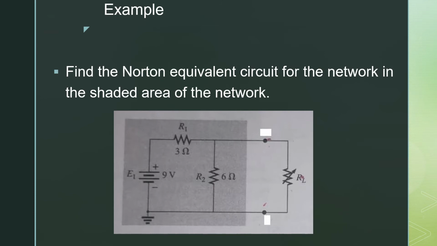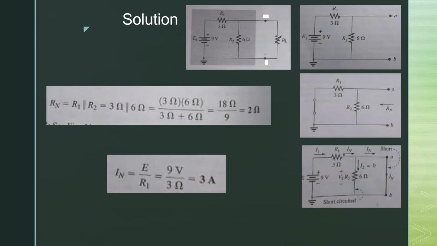Okay, now let us solve an example in order to understand how we can apply Norton theorem to any circuit. In this circuit, we have to find the Norton equivalent circuit for that shaded region. In the first step, we remove RL from the circuit temporarily and mark those points A and B. In the second step, we have to find the Norton resistance Rn. In order to find it, we set all the sources to 0. In this case, we have only a single voltage source, so we replace it with a short circuit.